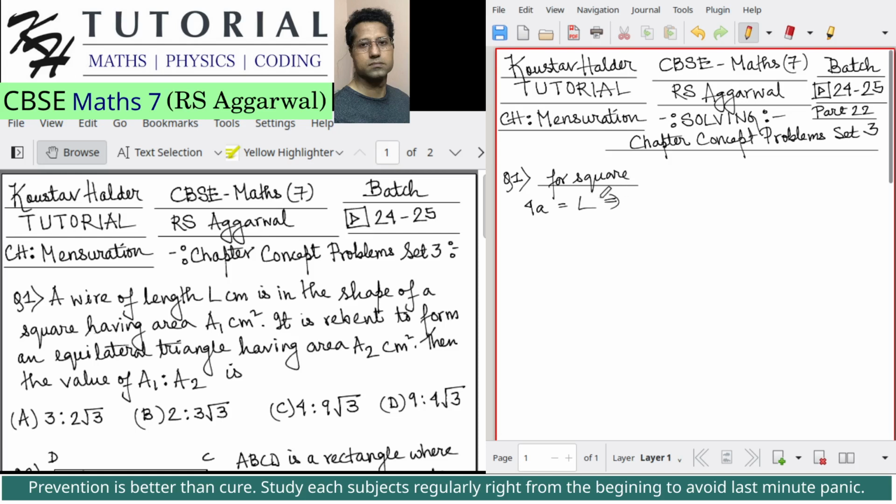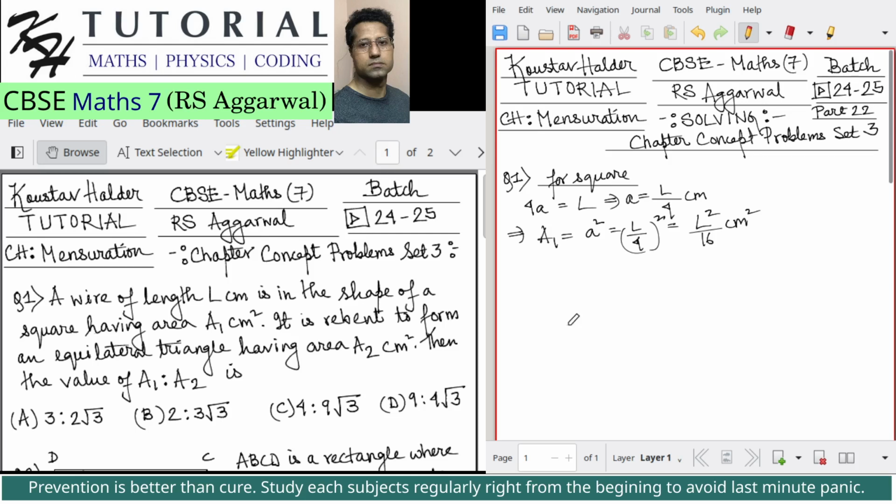So this implies L centimeter. So this implies a will be equal to L by 4 centimeter. So this implies A1 is given to be the area of the square. So we will have A1 is equal to a square, which is equal to L by 4 square, which is equal to L square by 16 centimeter square. So A1 is equal to L square by 16 centimeter square.